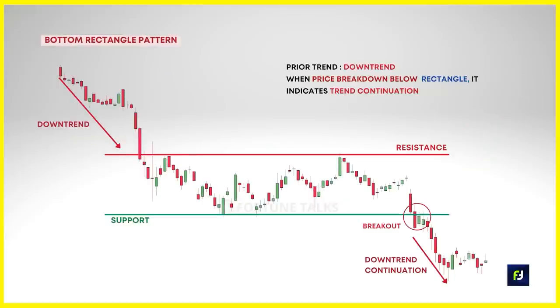While the bottom rectangle pattern is the total opposite of its bullish counterpart, this pattern occurs during a downtrend and the price would need to break the lower support level of the pattern to confirm its presence, and traders can look to enter short positions when the price breaks the bottom of the range to continue with the bearish trend.